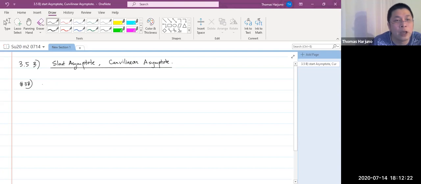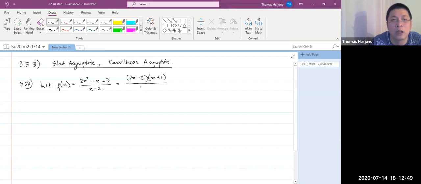On number 38, we have f(x) equals (2x squared minus x minus 3) over (x minus 2). So let's factor this. This will be (2x minus 3)(x plus 1) on top, and at the bottom we have x minus 2. Now, using the factored form, we can find the domain, which is all real numbers except 2.